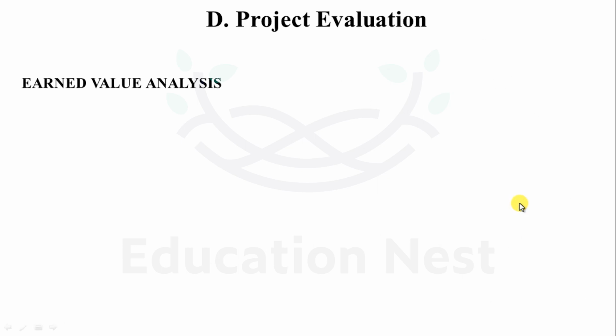Now we come to the last method on project evaluation, that is earned value analysis. The intention of using this method is really different from the other 5 methods. If you notice, in all the other 5 methods, our main focus was on how to select a project. But this method helps you to determine the progress of an ongoing project.